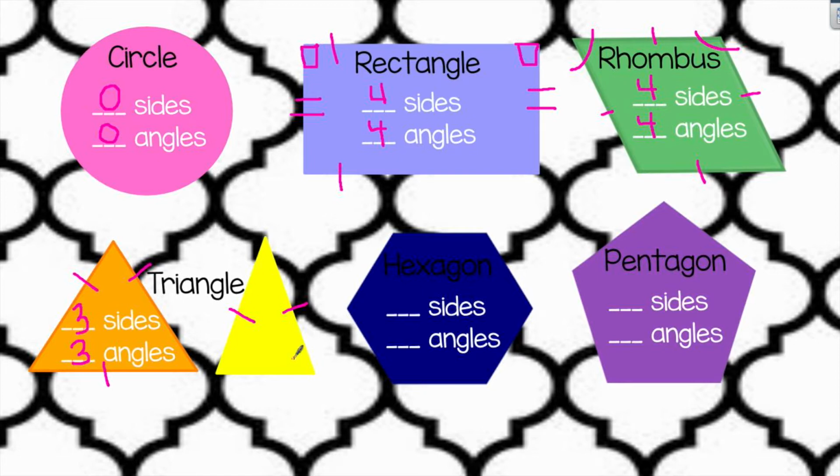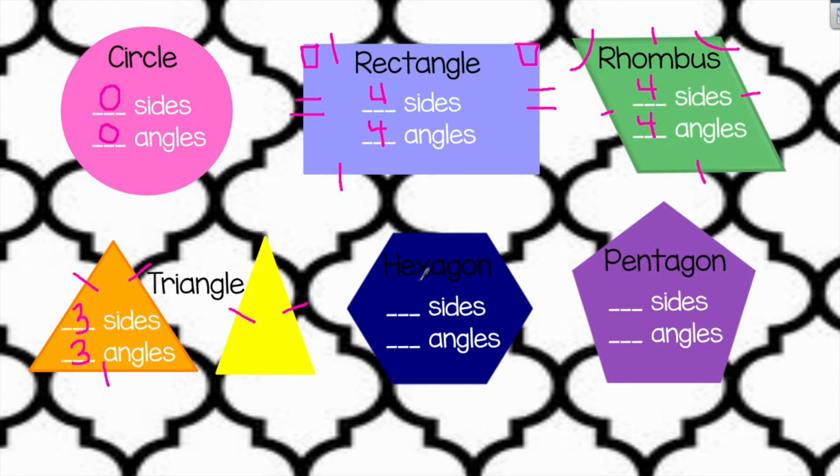In order to be a triangle, it has to have 3 sides and 3 angles. But not every triangle looks the same. There can be triangles with right angles. There can be triangles that have no sides of the same length. They're all very different in their own way.